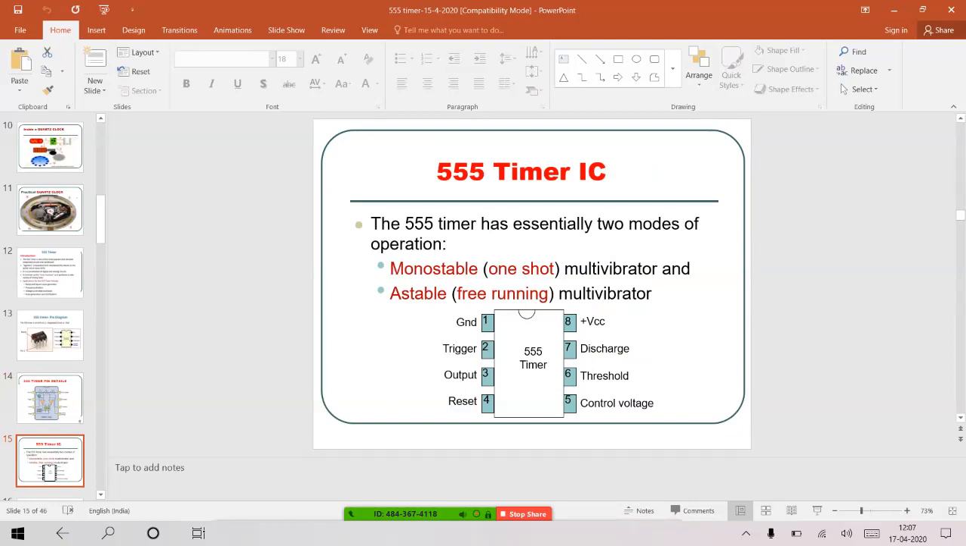And astable multivibrator, when you say, it's a free running oscillator we call. Astable means there is no stable state, it runs freely and continuously, you will get the wave generated at the output. We say it is a free running oscillator.